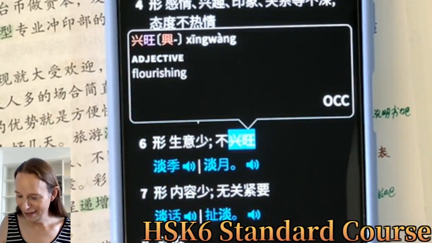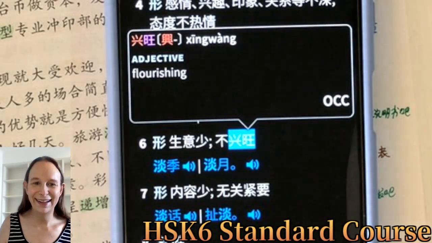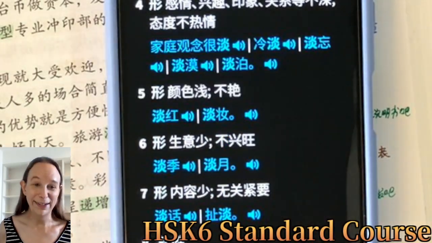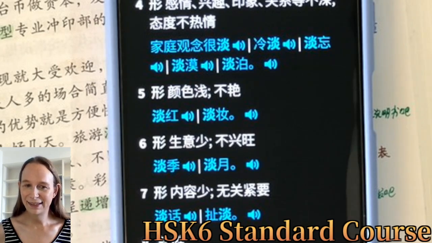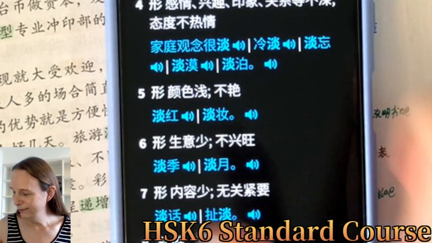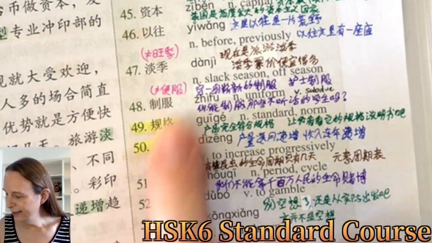Yeah, I pointed this out, and you need to remember this is first tone, and then I got it wrong. That's why I pointed it out, though. Don't make my mistakes. 生意少不兴旺. Okay, so this dan just means the opposite of wang. Right. 不兴旺. All right, what's next?